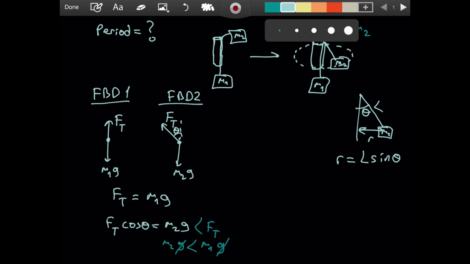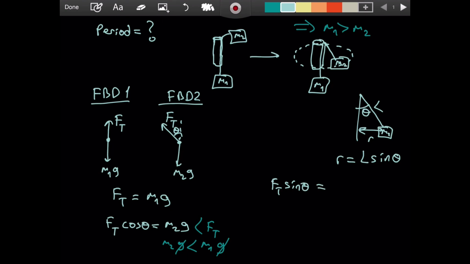Now, if we write another force equation using the second diagram, focusing on the circular motion going on, and we are making sure that this is a uniform circular motion, we can say that the direction of the centripetal acceleration is towards the left on the diagram that I drew, and there is only one force in that direction, that is Ft sine of theta.